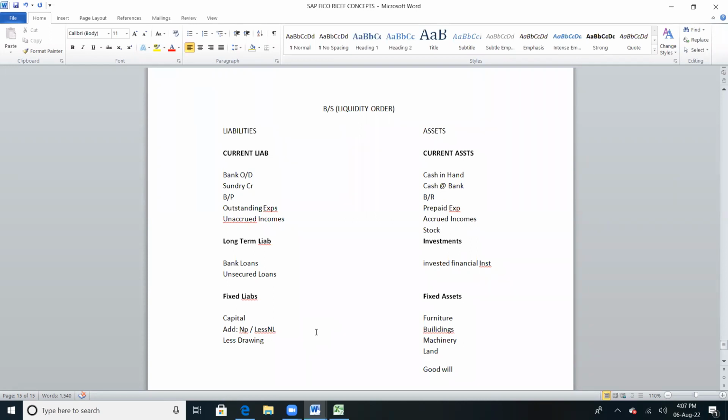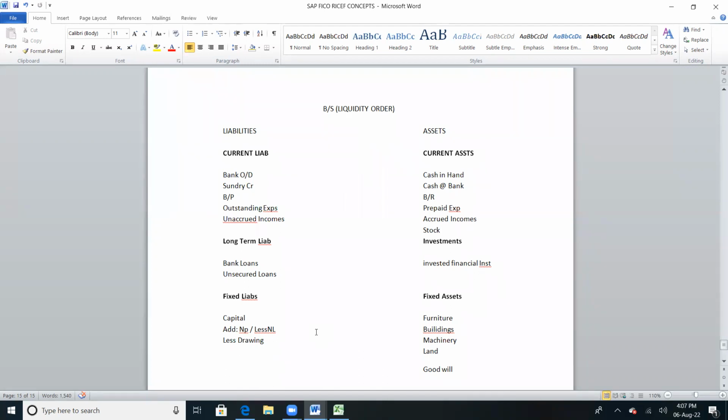Companies will prepare their balance sheet in order of permanence.